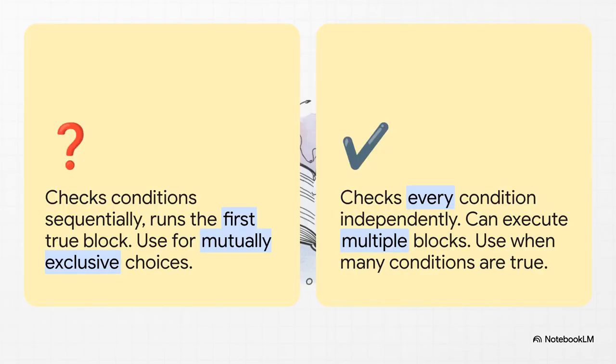Okay, listen up, because this is a classic exam question. What is the difference between an if, elif, else block and just using multiple if statements? Think of if, elif, else like a race. The first condition that's true wins, and the whole thing stops. But multiple if statements, that's more like a checklist. Your code will check every single condition one by one.